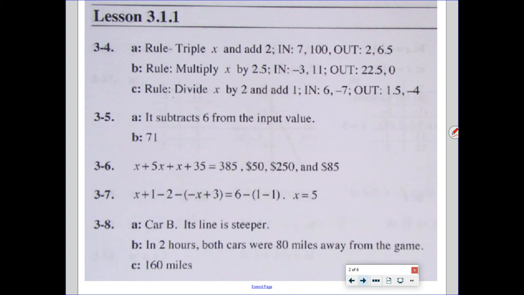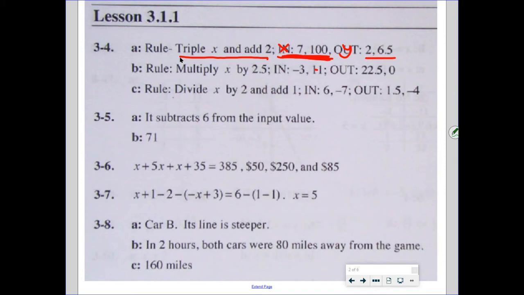Here's what we had. So for part A, you had to triple x and then add 2. So if you took x and multiplied it by 3 and then added 2, you would have gotten your answers here. By the way, these are just the blanks of the inputs. So the x values would have been 7 and 100. The y values, the ones that are on the outside, are 2 and 6.5.